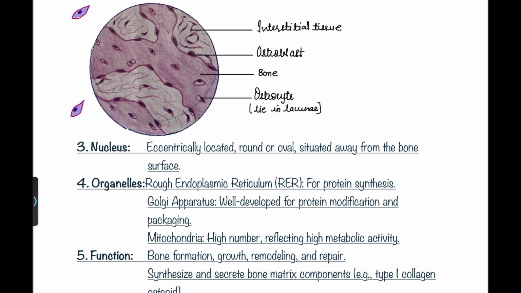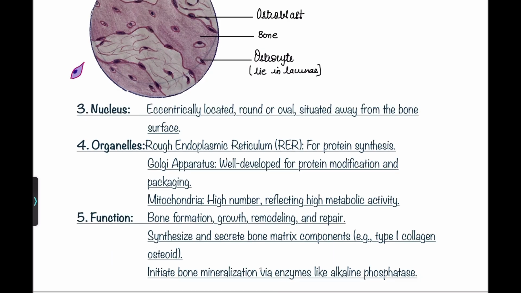Organelles in osteoblasts include rough endoplasmic reticulum, which is responsible for synthesizing bone matrix proteins; Golgi apparatus, which modifies and is involved in packaging of proteins; and mitochondria, which provide energy for these high demand processes. Osteoblasts synthesize and secrete bone matrix components like type 1 collagen and initiate mineralization through enzymes like alkaline phosphatase.